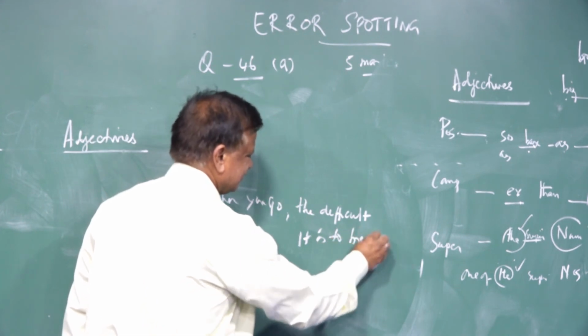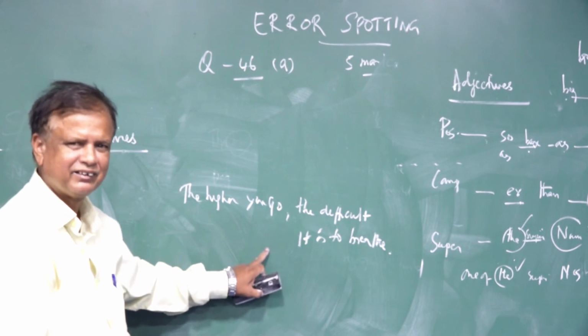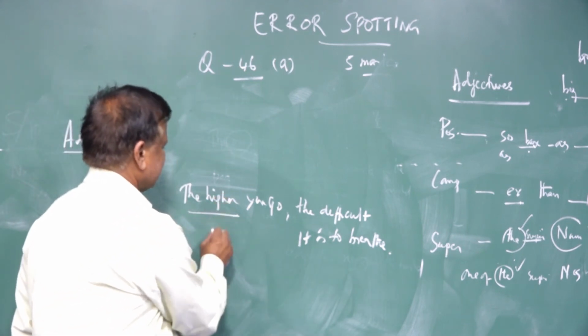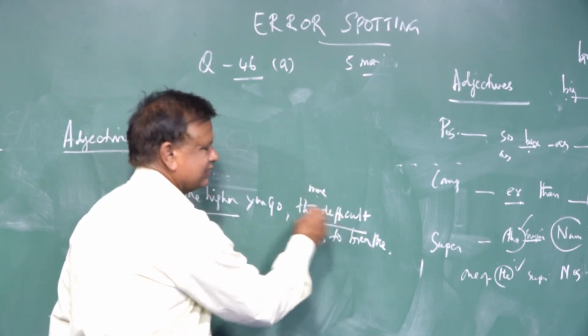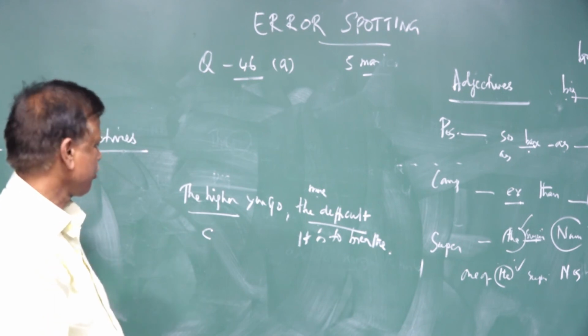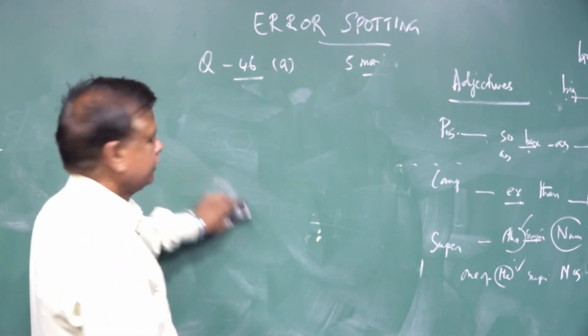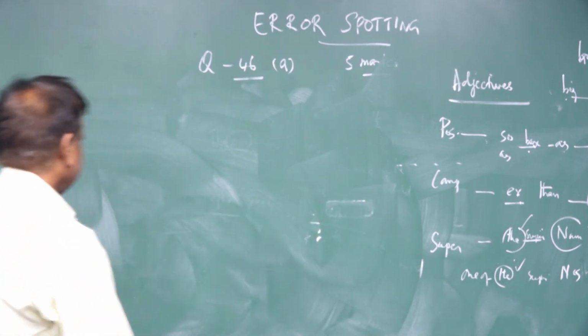Is this right? "The higher you go, the difficult it is to breathe." Is it right? Definitely not. The higher is a comparative degree, so I have to use "the more difficult it is." The comparative degree should be used. So, this is what you should be looking into: adjectives.